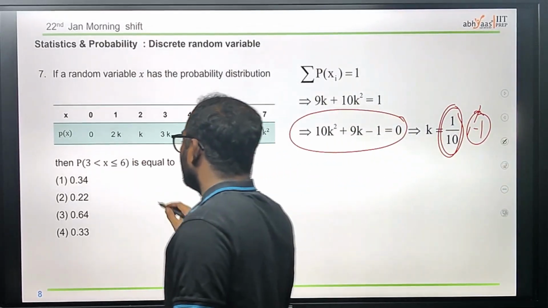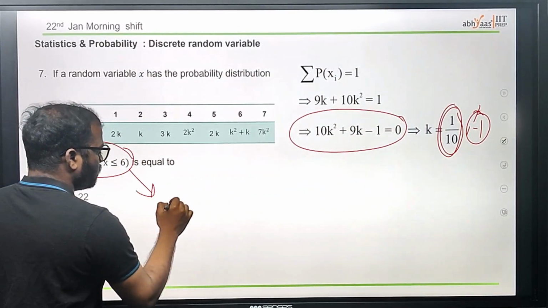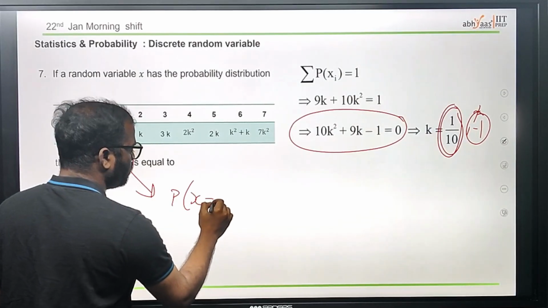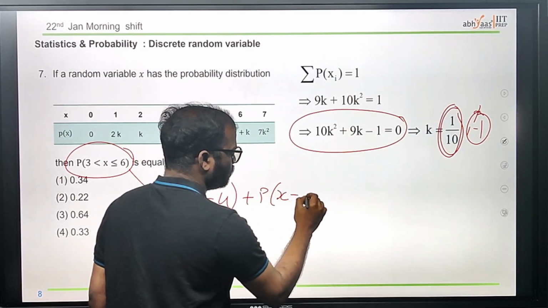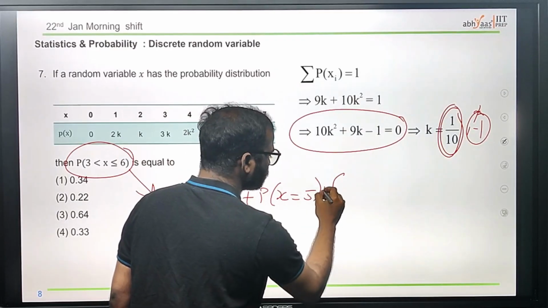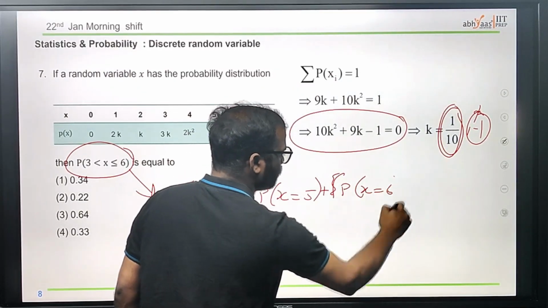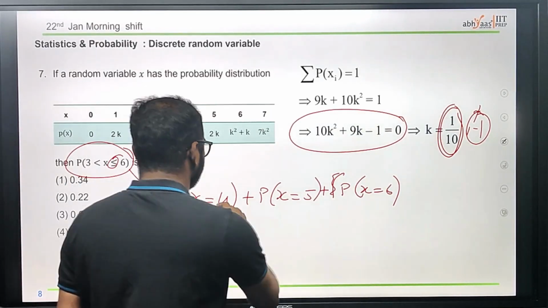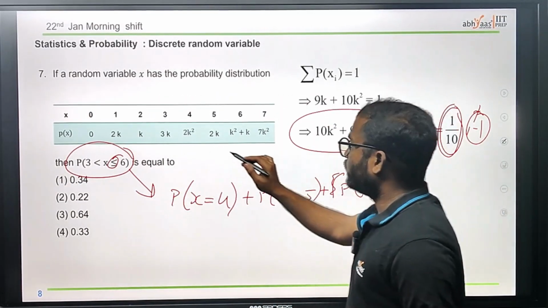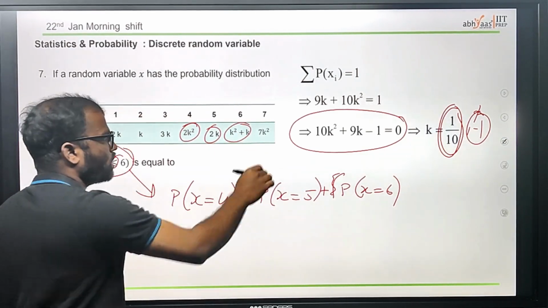Now we need to find this one, which is nothing but p of x equal to 4 plus p of x equal to 5 plus p of x equal to 6. Since 6 is already included, therefore we need to find this. We just have to take this one and this one, and we have to add this.